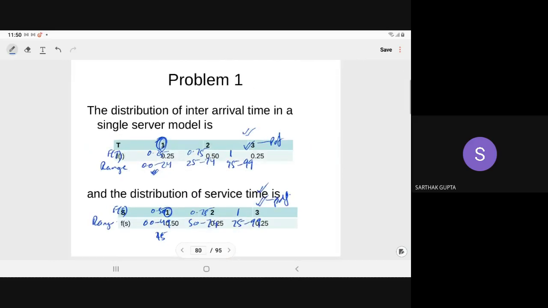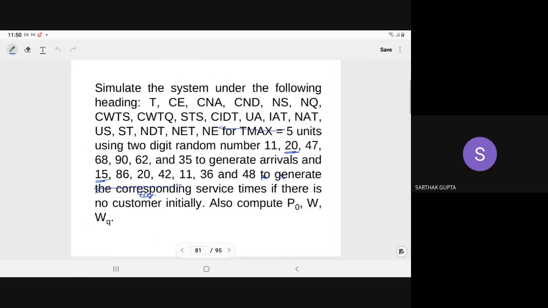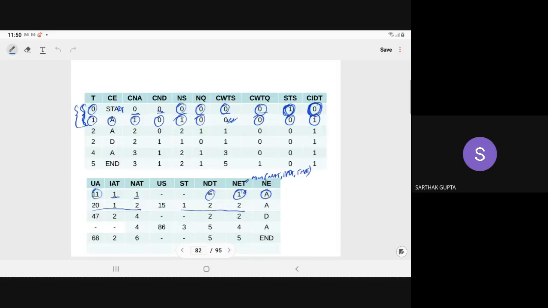So service time is 1, right? Here you can see the random number is 20, so the interarrival time will become 1. So NAT is what? Current time plus IAT. Current time is 1, so 1 plus 1 is 2. The random number is 15, so service time will become 1. So current time plus service time will give you the next departure time, that is 2.